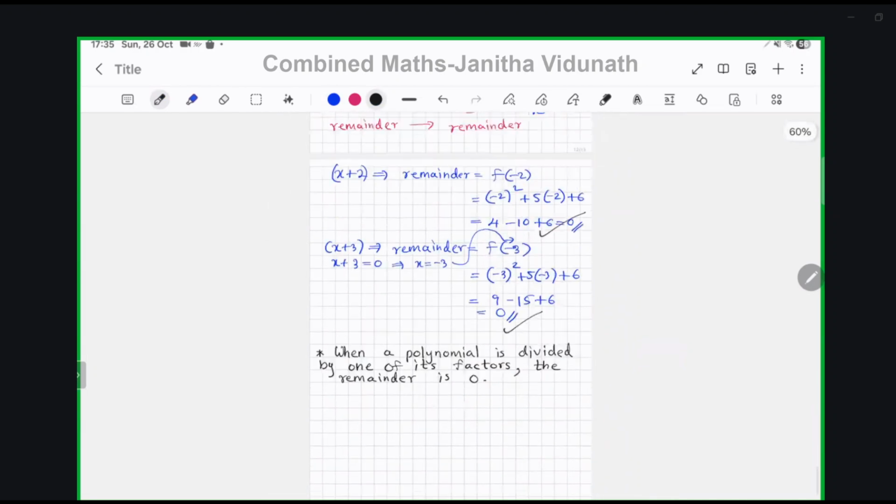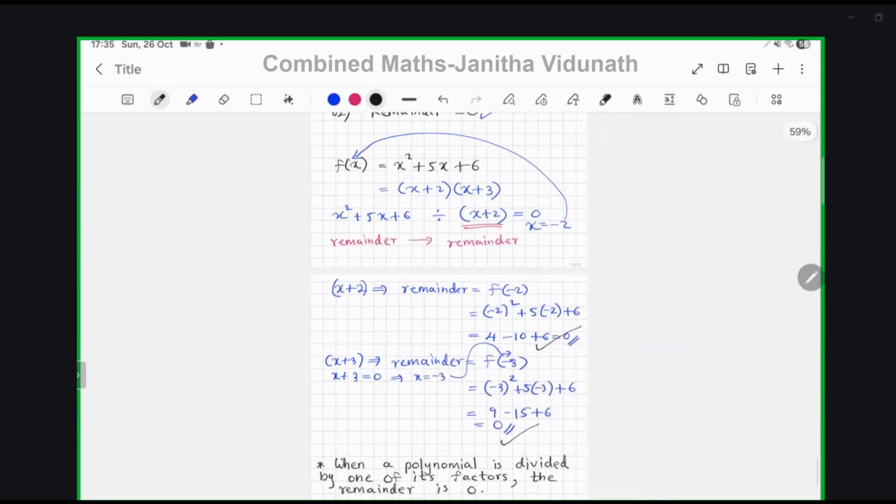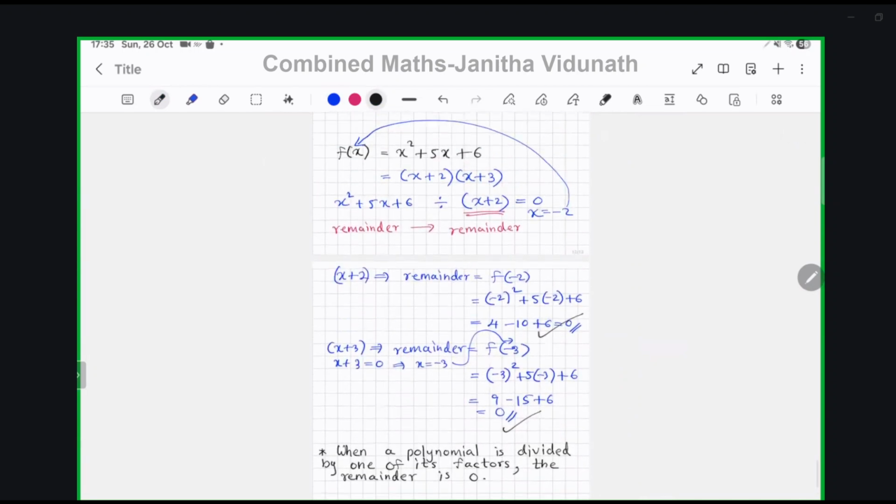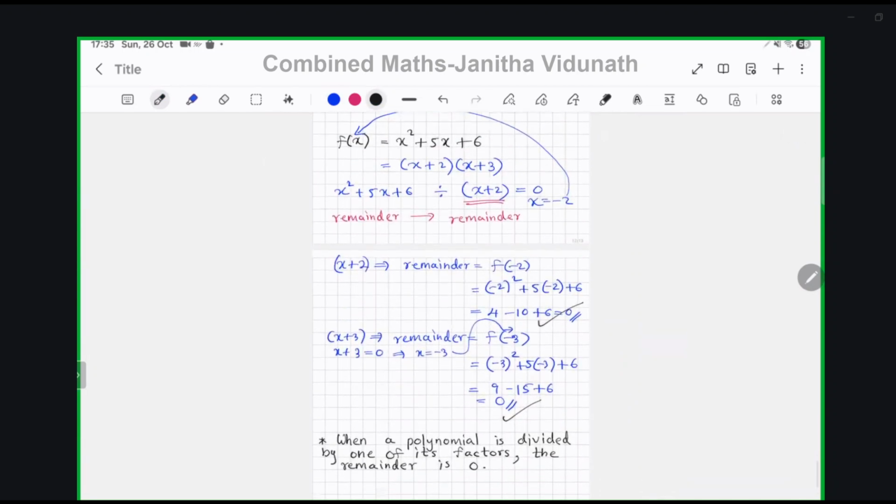Please write down these things with the example of f of x equals x square plus 5x plus 6. This is a very important thing we have observed by looking at the final outcome of each example. That means if we divide by a factor, then the remainder should be 0. Okay, first write down those things.